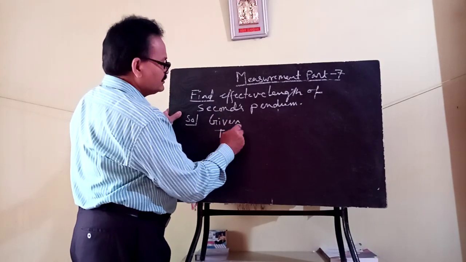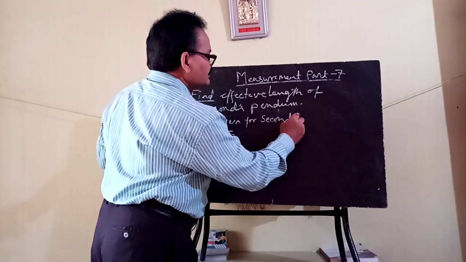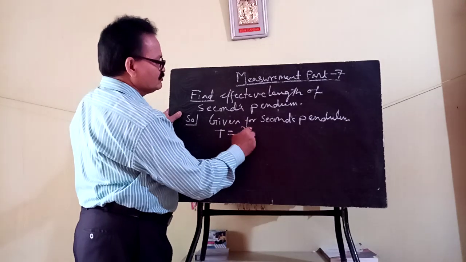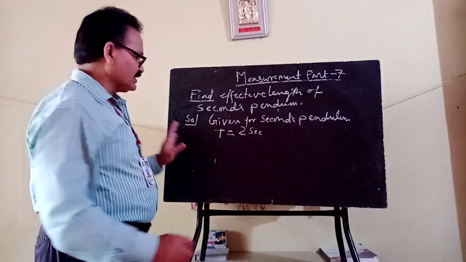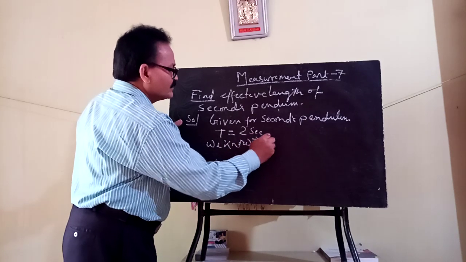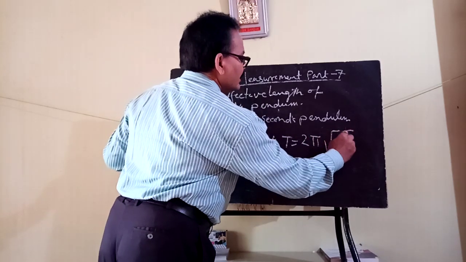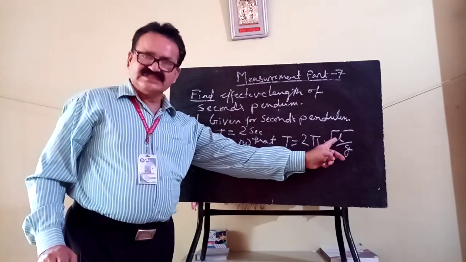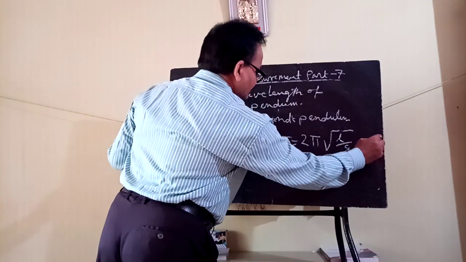T equals, for seconds pendulum, T equals 2 seconds. First of all, you have to write the given part, T equal to 2 seconds. Then we know that T equals 2 pi under root of L by g. So you have to find the effective length, that means L. So squaring both sides, this is your equation 1.